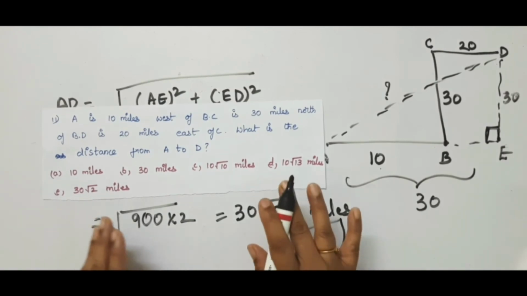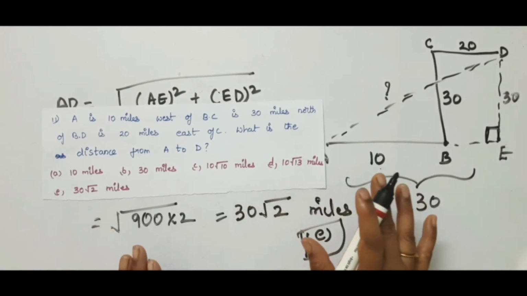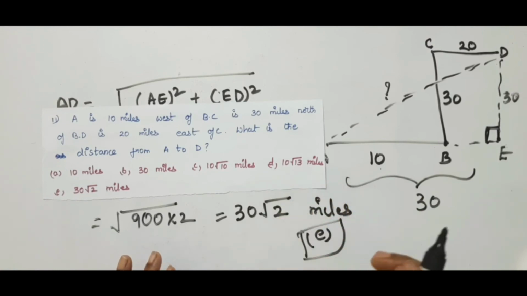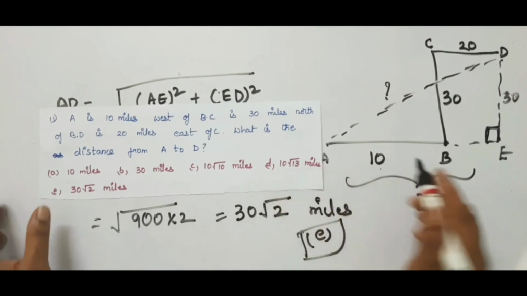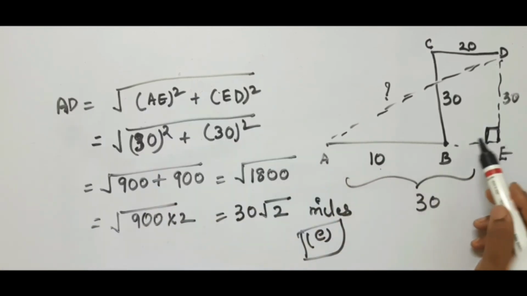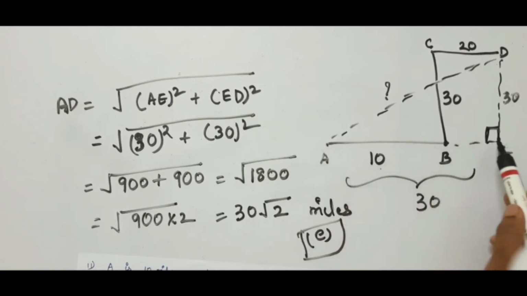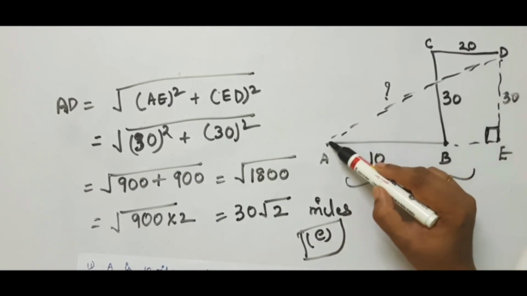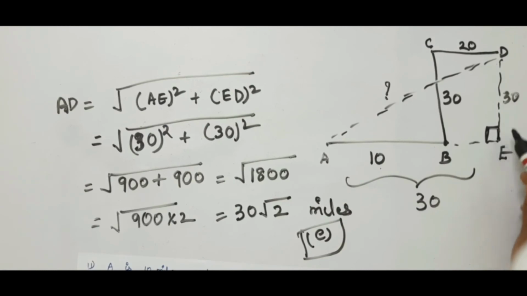Understood? When this type of problem is given, take a rough diagram. Once you draw the rough diagram, you will get an idea what to calculate. Here, after drawing the rough diagram, I observed that he asked for the distance from A to D. Is it not? So I took a point from here to here as E and I have joined.